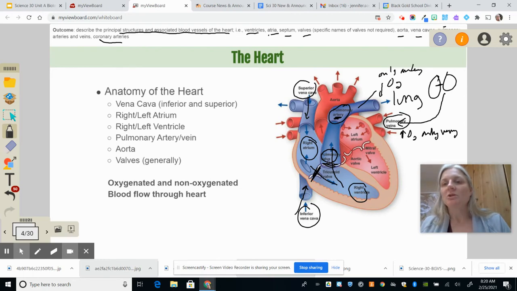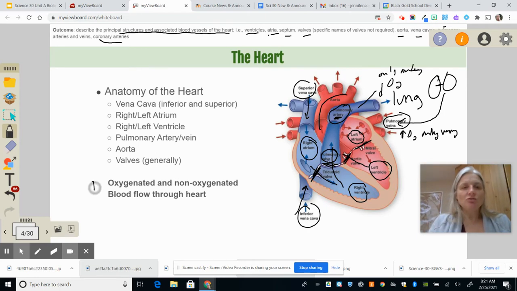Okay, so the pulmonary veins bring that blood back to the left atrium, and then that blood is pumped when the atrium contracts into the left ventricle through another valve, and then up through the aorta through yet another valve here. The aorta then takes that blood to all the rest of the parts of the body, head, toes, everything.